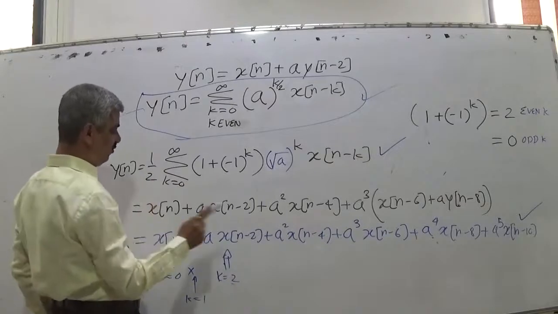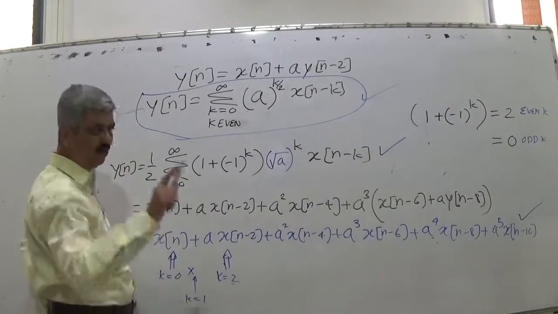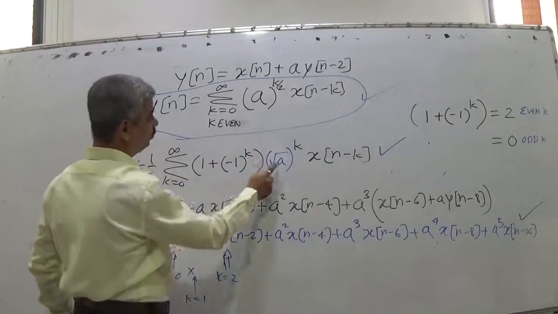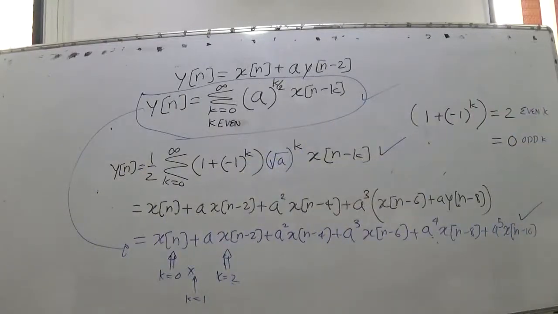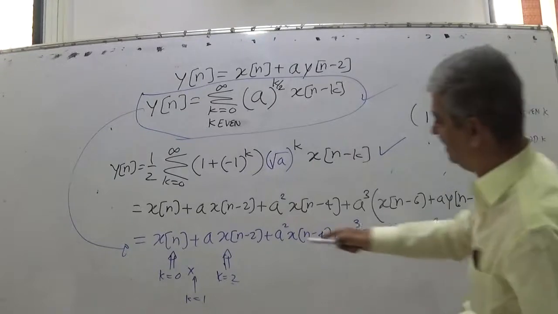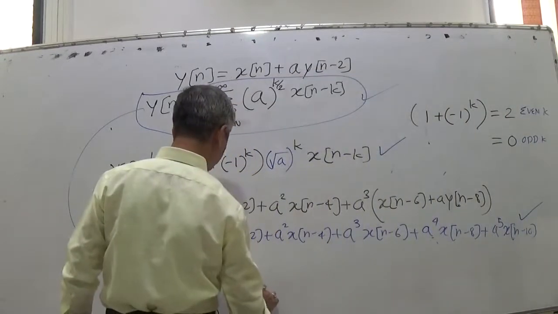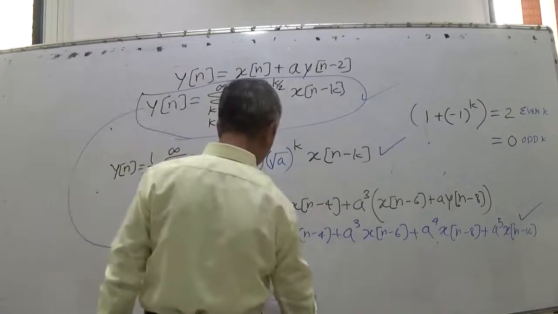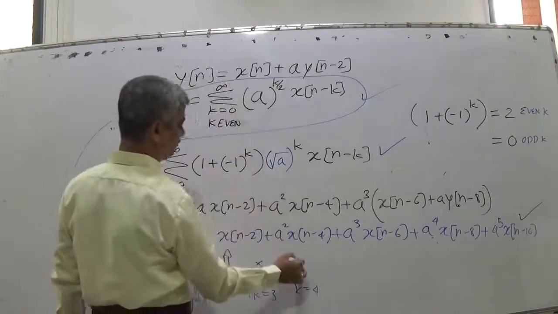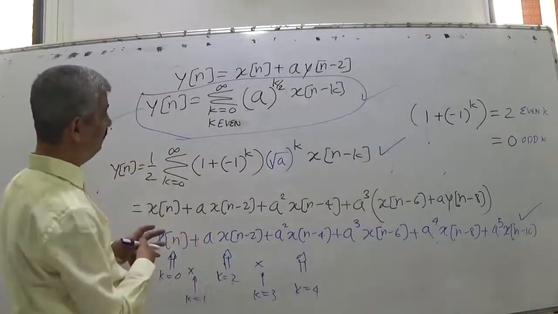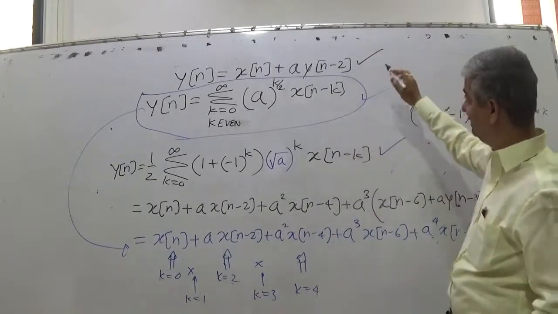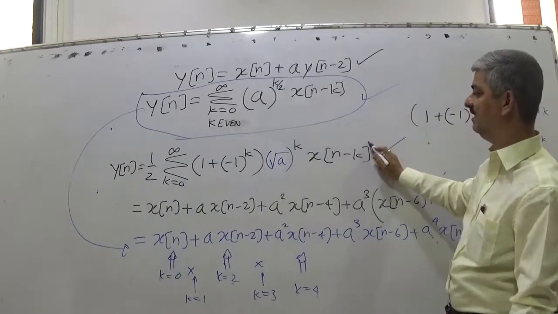So for k equal to 0, it is xn. For k equal to 1, the term disappears. For k equal to 2, this is 2, this is half, so the product is 1, and root a raised to 2 is a. For k equal to 3, the term disappears as this is 0. For k equal to 4, root a raised to 4 is a square. So the finite recursive sum is converted to an infinite sum like this.